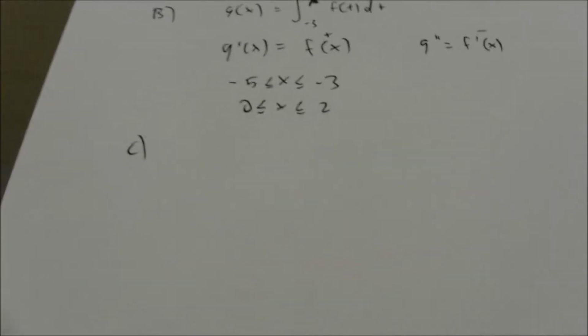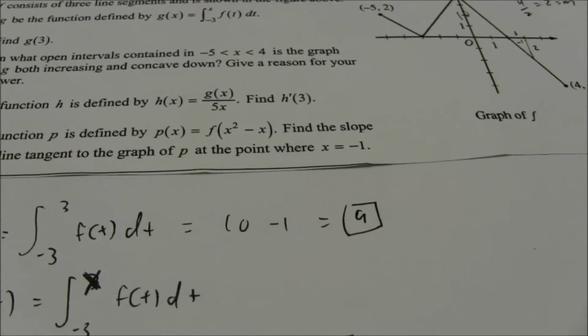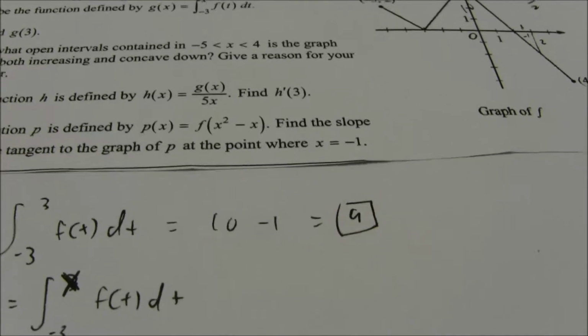All right. Part C. Okay, this time they give you a function and they ask you to find the derivative. So this is kind of weird because you've got an abstract function here. But all you're really going to be doing there is applying the quotient rule. And so we have g of x over 5x.